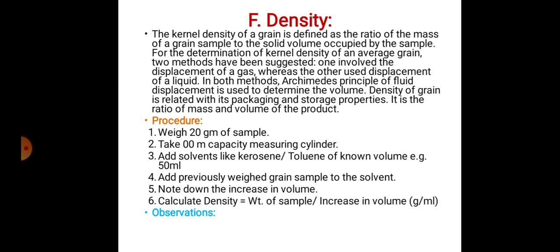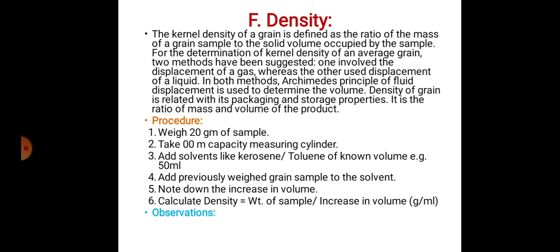Density: the kernel density of a grain is defined as the ratio of mass of a grain sample to the solid volume occupied by the sample. For the determination of kernel density of an average grain, two methods have been suggested. One involves the displacement of a gas, whereas the other uses displacement of a liquid. In both methods, Archimedes' principle of fluid displacement is used to determine the volume. Density of grain is related to its packing and storage properties. It is the ratio of mass and volume of the product.